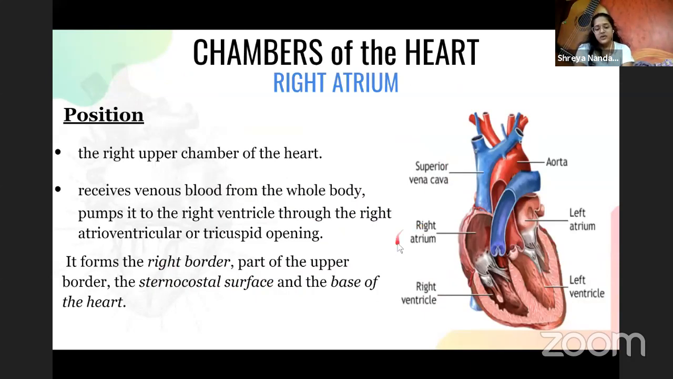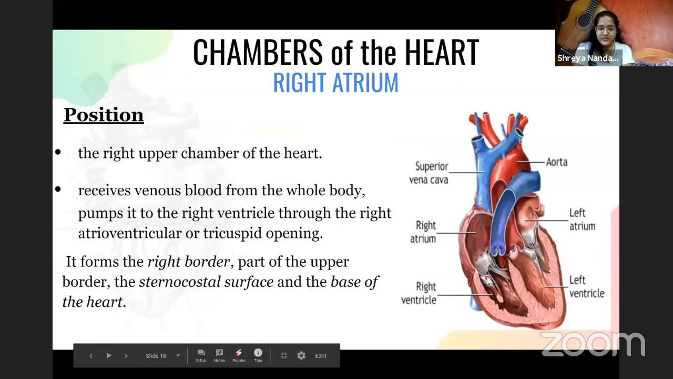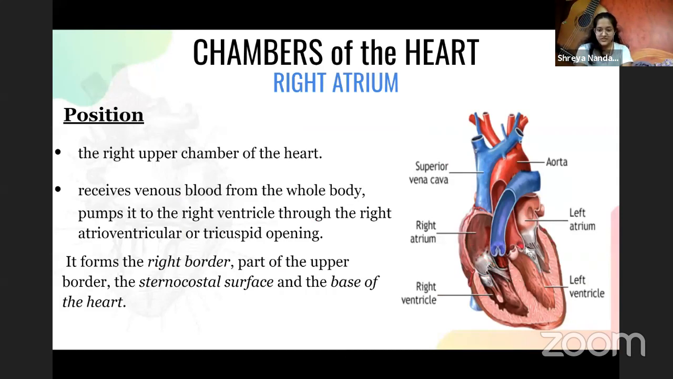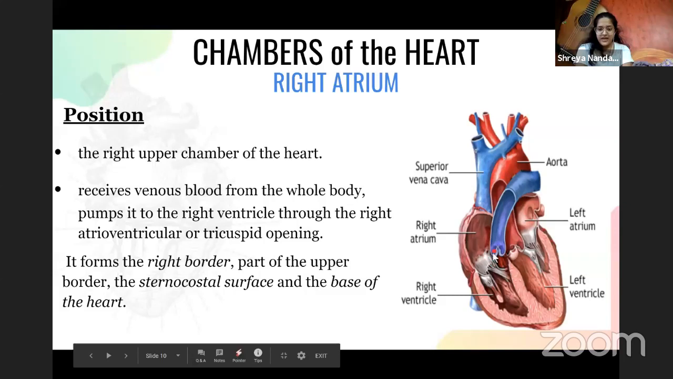Now, we're going to talk about the chambers of the heart. So the heart is made up of 4 chambers, that is the right atrium, the right ventricle, the left atrium, and the left ventricle. So first we'll talk about the right side of the heart and the chambers. Then we're going to talk about the left side of the heart.